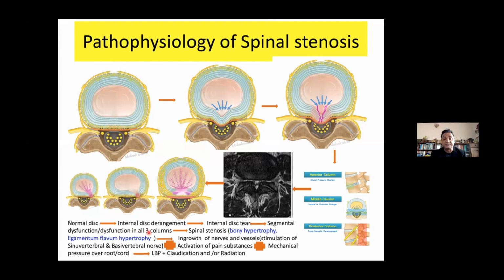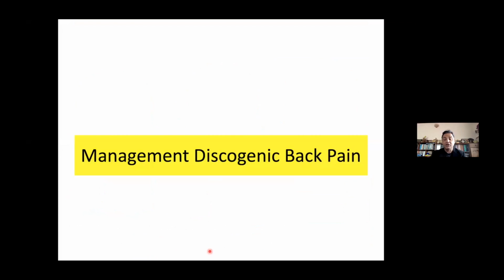So because of the dysfunction, there is spinal stenosis because of the hypertrophy of the bone around the spinal canal, and the hypertrophy of the ligamentum flavum. Because of that, there is the ingrowth of nerve and vessels with the stimulation of the sinovertebral and basivertebral nerve. There is activation of pain substances, and there is mechanical pressure over the root and cord. So again, we'll have low back pain, claudication, with or without radiation, depending upon the pathology and where the location is.